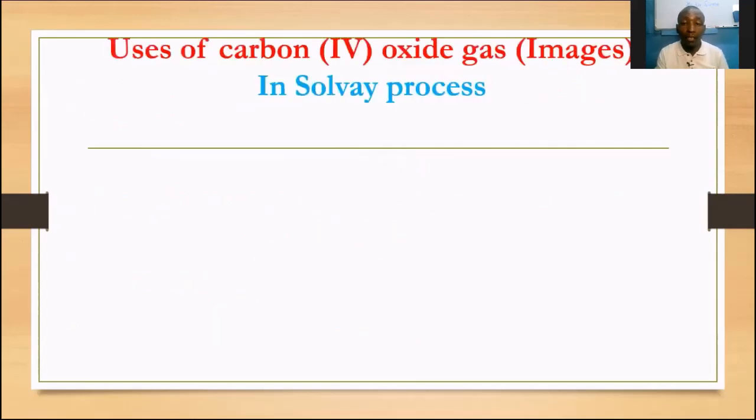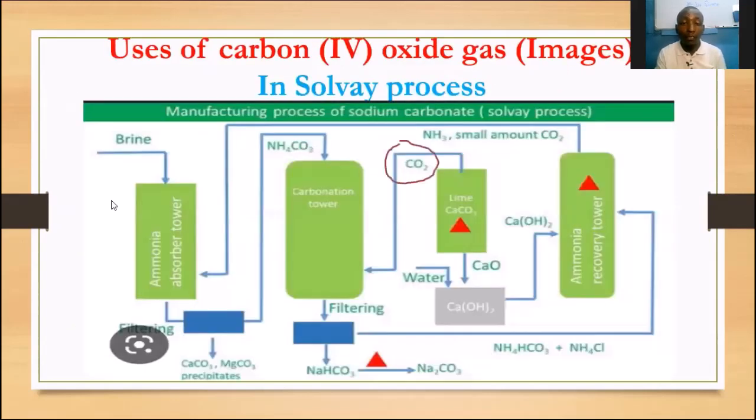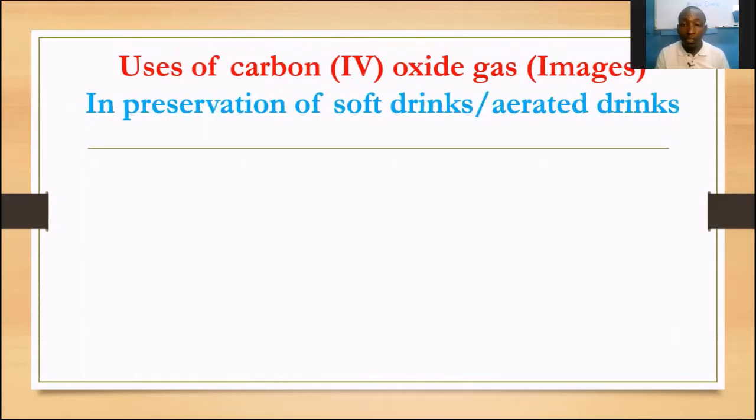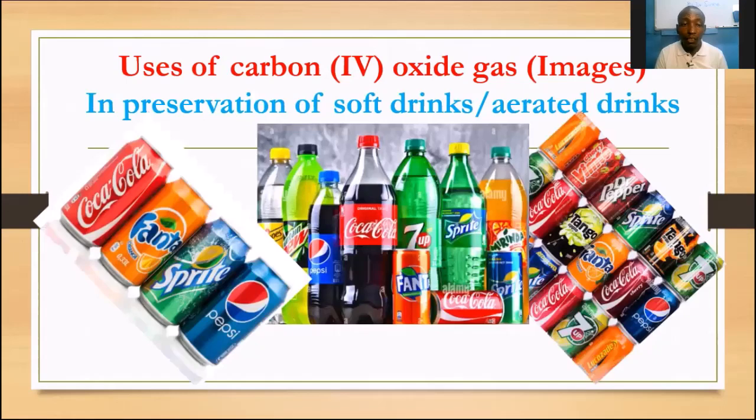Maybe I have some images for you like that one. You can see that is Solvay process, and you can see carbon four oxide being used in the Solvay tower, in the carbonating tower there, where it reacts with ammoniacal brine, etc. But with Solvay process, that one I've covered for you in one of the videos, my student, go and watch that one. I move on, maybe some more images. Wow, you can see soft drinks, the variety of them, they are preserved using carbon four oxide.